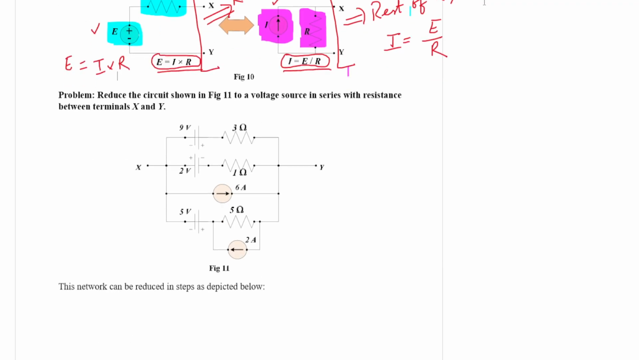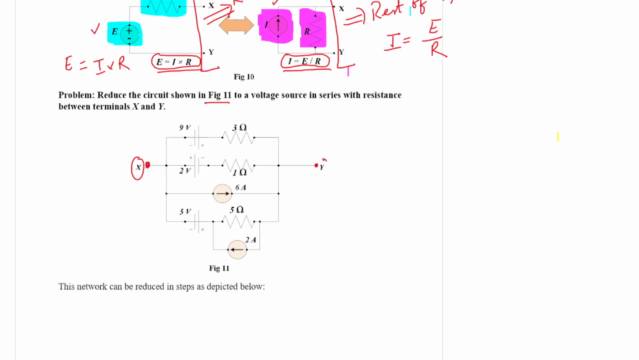So let us solve one problem. Let us try to solve one problem with this. Let us take this figure 11. Reduce this figure 11 to a voltage source in series with a resistance between terminal X and Y. So this is two terminals, terminal X and this is terminal Y.